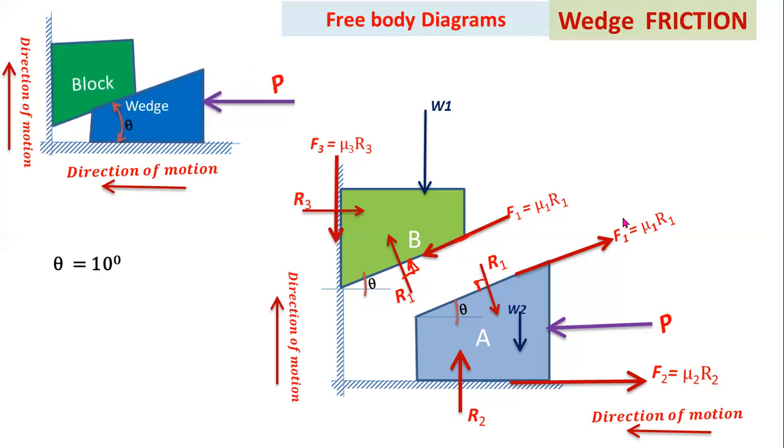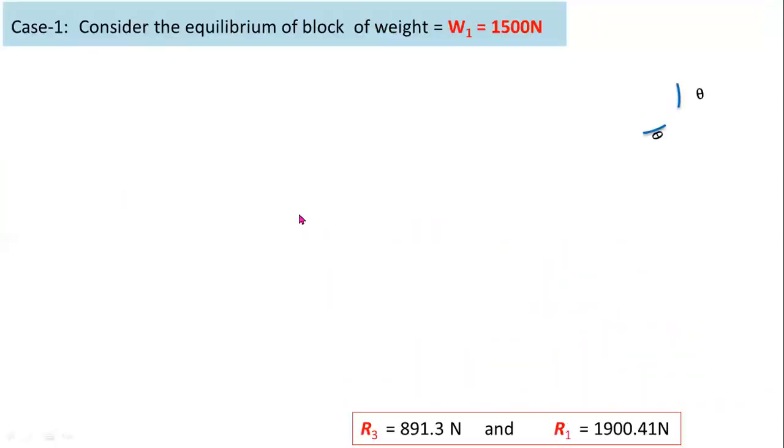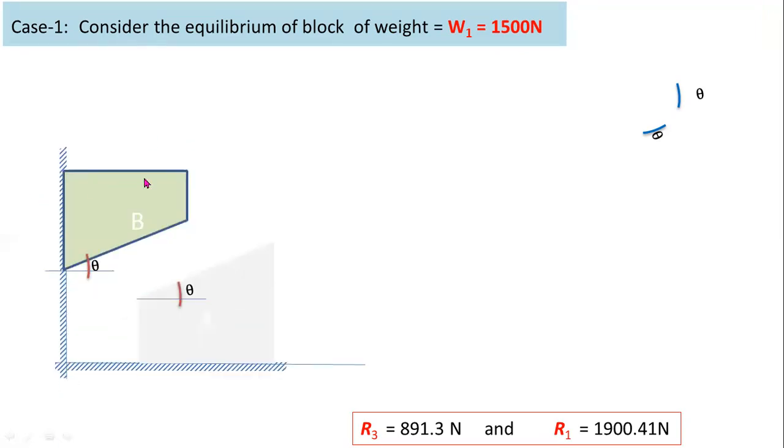Now this is the free body diagram for this wedge friction problem. So you have to consider this block B as case number 1. After solving this block, you have to consider this bottom wedge as another case. Consider the equilibrium of a block of weight W1 equal to 1500 newtons. So here in the first case, I consider this block. Now you have to draw all forces, all free body diagrams for this block.